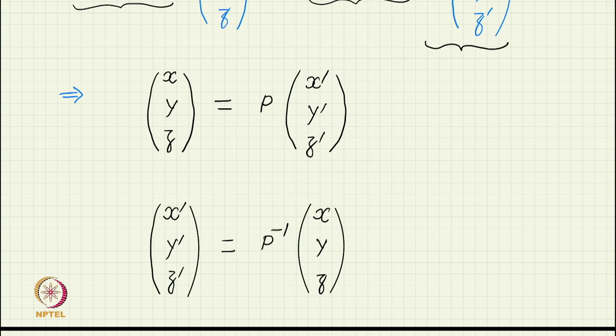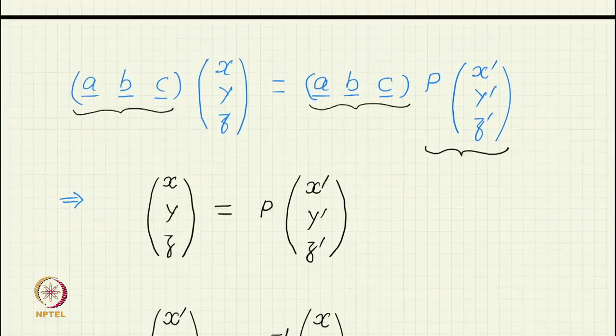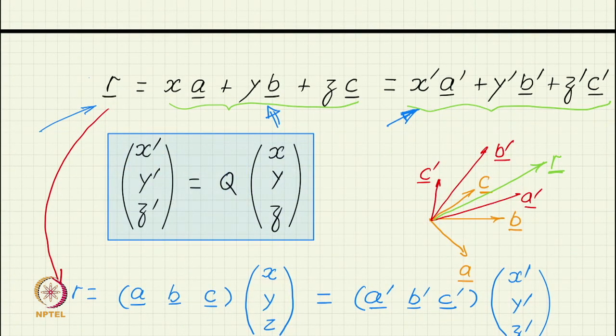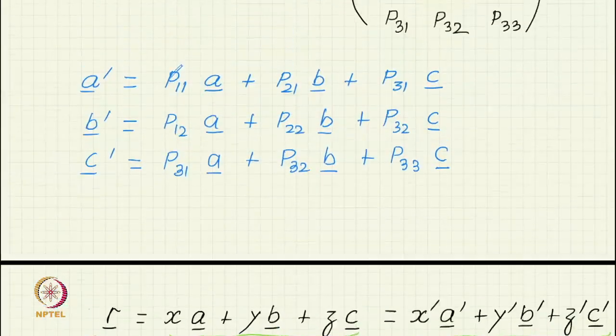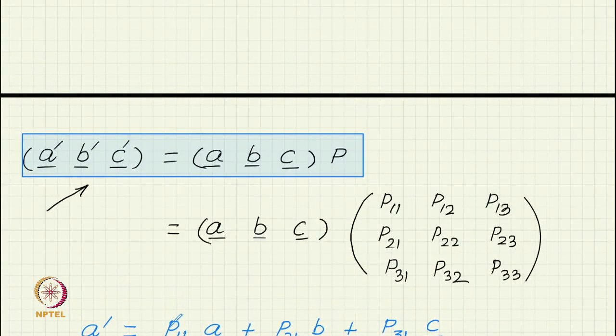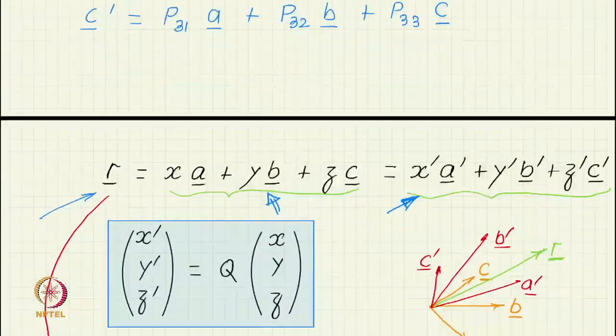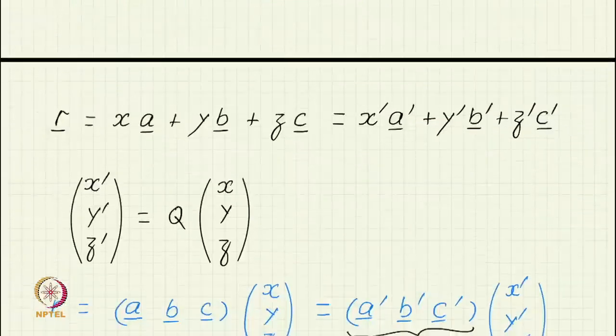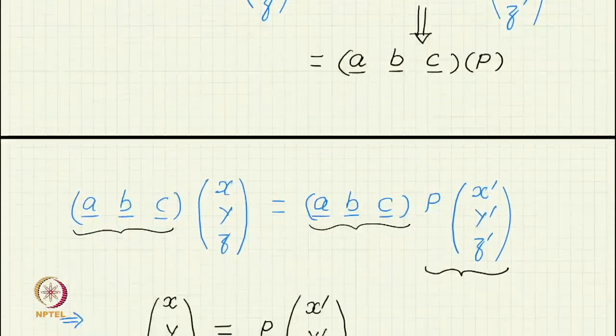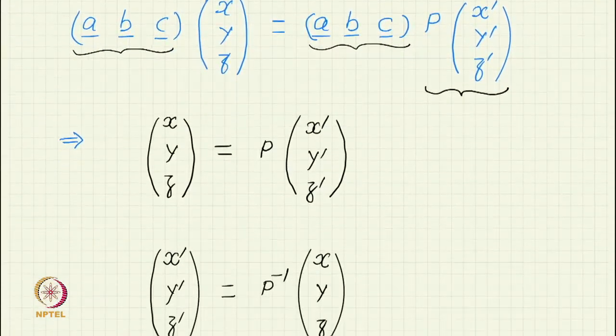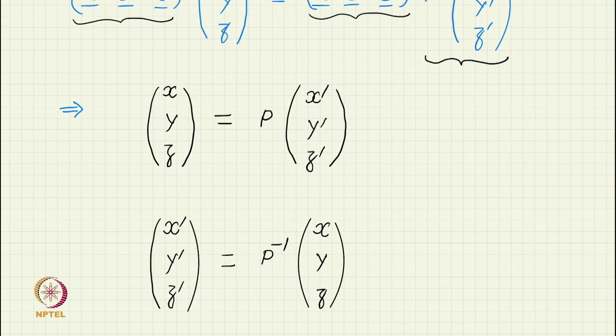Of course, one has to take care here that when we are writing the basis vectors, we are writing them as row vectors. So, basis vectors are written as rows, whereas components are written as columns. We are using that convention, and if that is the case, then the inverse of matrix P, which was relating the two bases, now relates the two components.